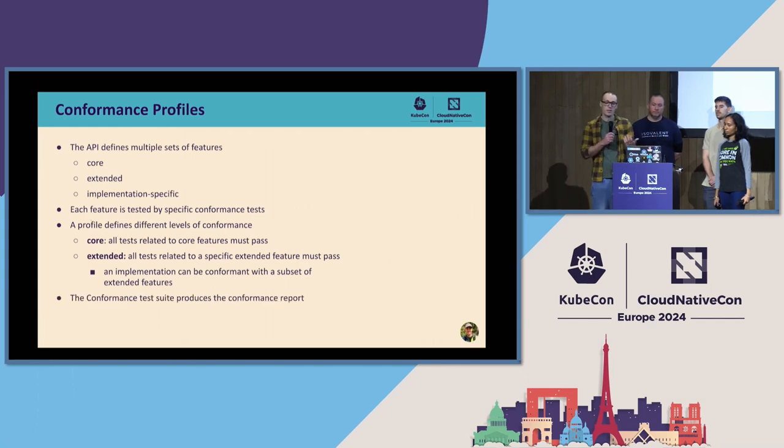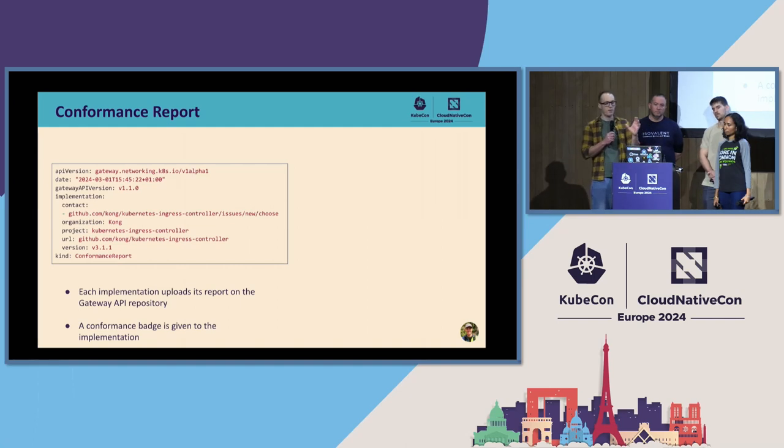And the conformance test suite produces the conformance report. The conformance report is basically the output of this process. Here is the first part of such a report. This is just a regular Kubernetes API, so there is some metadata. Then in the snippet, you can see there are some implementation details: the contact, organization, project, basically basic information about the implementation.